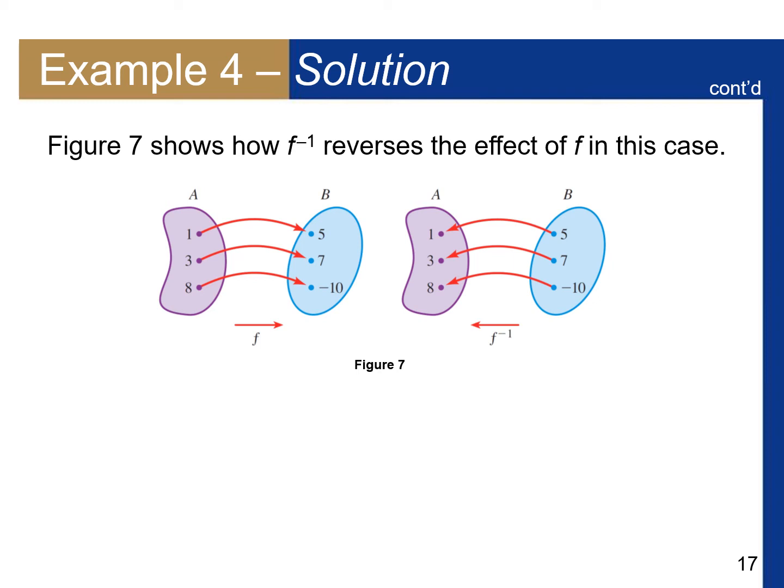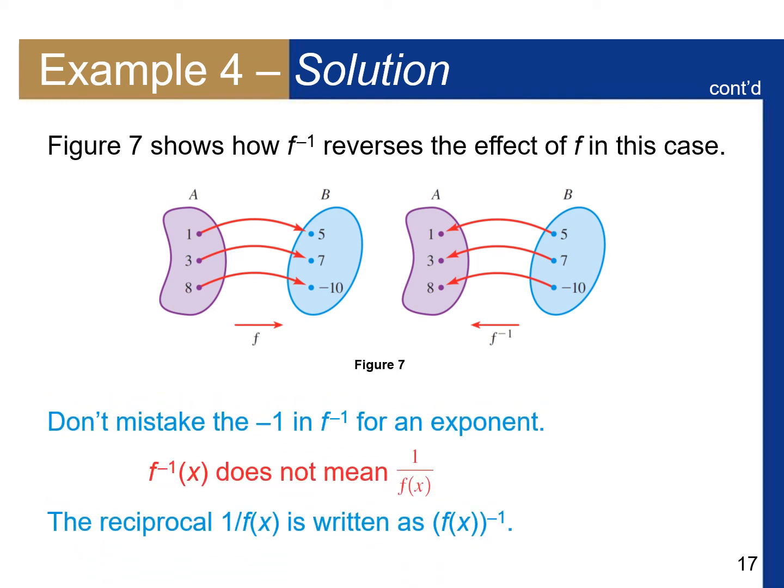Okay, so you can take a look at using an arrow diagram to see this effect. And again, reminder, do not mistake the f of negative 1 for an exponent. It is not an exponent, so it does not mean put 1 over the value and put it on the bottom of a fraction.